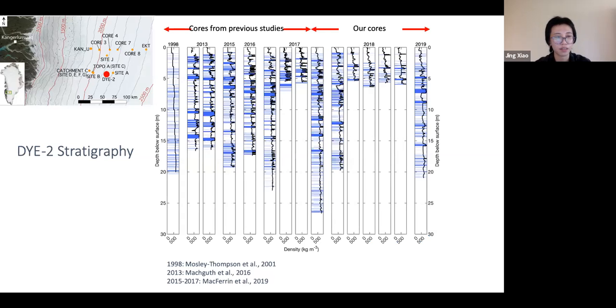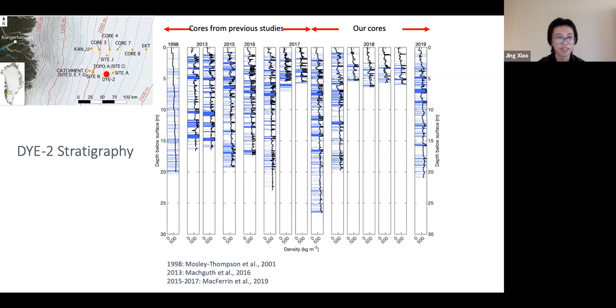Now let's have a look at Daichu. This figure includes the 15 cores retrieved by multiple teams at Daichu from 1998 to 2019, covering more than 20 years. The leftmost core is the 1998 core from the Parker project. Then there are cores from 2013, 15, 16, and 17 drilled by the Mahagus and McFerrin teams. And the right 7 cores are our cores from 2017 to 2019.